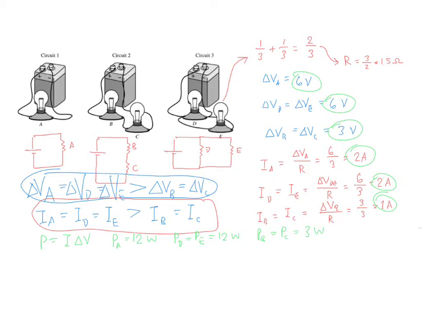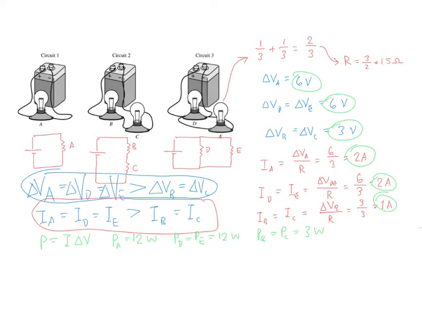So there's 4 times as much power in each light bulb of circuit 1 and circuit 3 than there is in circuit 2. So that's why they end up being ranked in the same order. PA, PD, and PE all tie, and then PB and PC are tied for the last place.